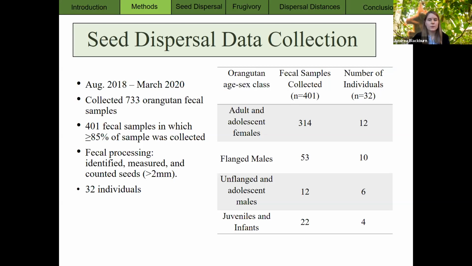Samples were collected from 32 different individuals. Adult and adolescent females were the most frequently followed, and this age-sex class comprises the majority of sample collection. We collected the least number of fecal samples from unflanged and adolescent males, who are notoriously difficult to follow.